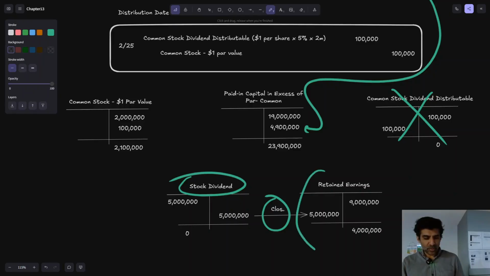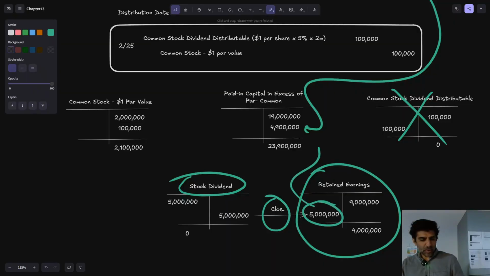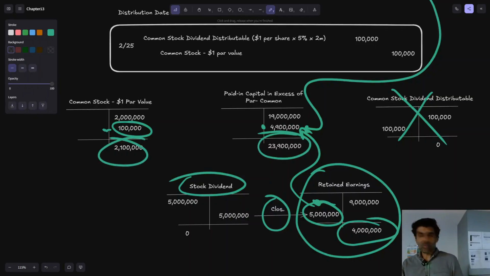You can see our retained earnings gets reduced as if we had paid a cash dividend. Okay, but we didn't pay any cash, right? We basically just moved some retained earnings is offset by this and this. So this debit is related to this credit and this credit. So we basically reduced retained earnings by 5 million. We increased these two by 5 million. So we just moved money from retained earnings to paid in capital.